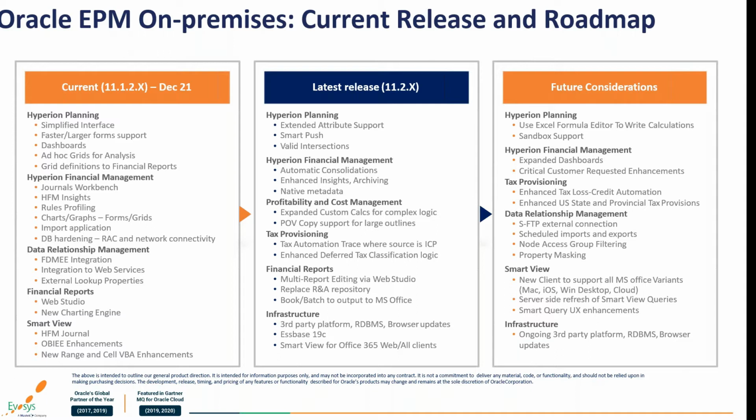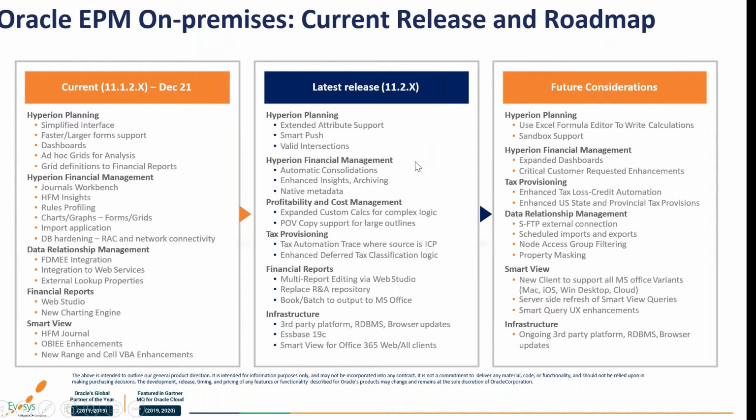With respect to the product features, 11.1.2 and any versions of that series, the next logical upgrade for that version is 11.2. Now, in terms of 11.2, Oracle has introduced a lot of new features in the application. So if you're a Hyperion Planning user, you will now have extended attribute support. You'll also have the features of Smart Push, which was limited to cloud before, and also valid intersections. So anywhere where you feel you would need these features to limit the usage of combinations and so on, you can definitely look forward to the latest release, which is 11.2.